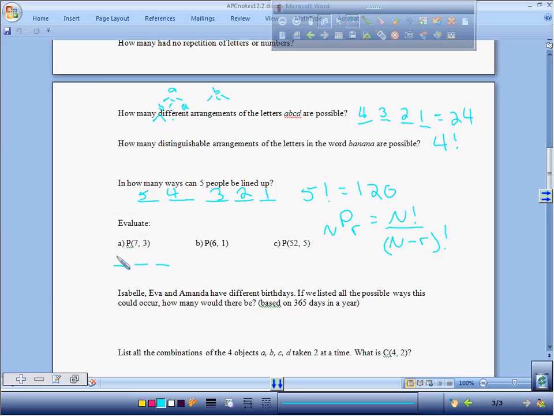It means you have 7 choices for this spot, 6 choices for that spot, and 5 choices for the last spot. So 7P3 would be 7 times 6 times 5, which is 42 times 5, which is 210. Thank you, Dan. Where'd you get that? 7 times 6 times 5.